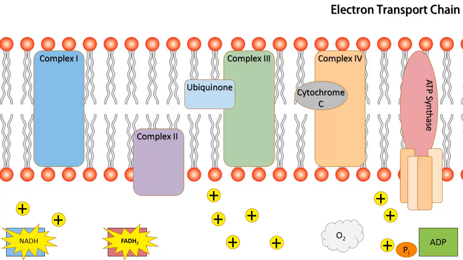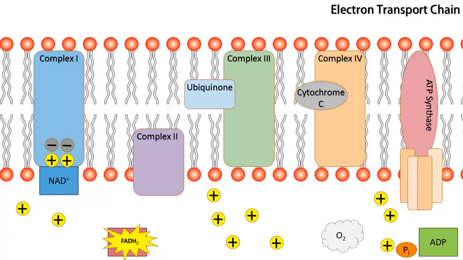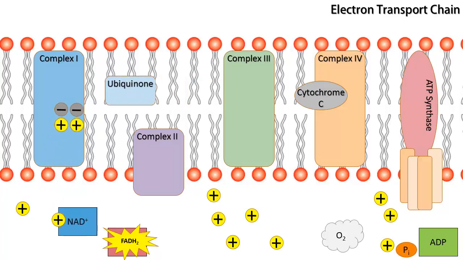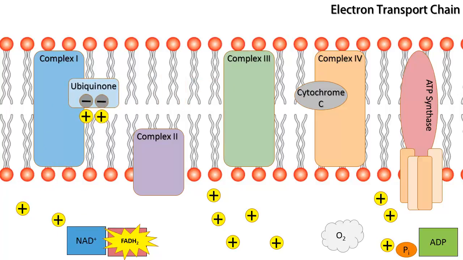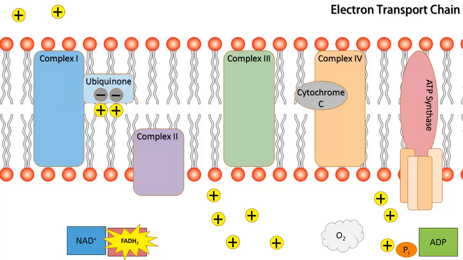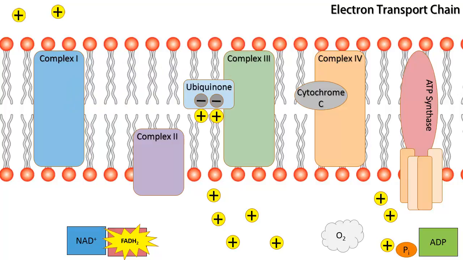A lot of protons, we see some oxygen, and we see some ADP. Now the first thing that will happen is NADH loses some hydrogens and some electrons and then becomes NAD+. Now when that happens, ubiquinone or coenzyme Q10 gathers these electrons and protons and brings them over to complex 3. And in the process of that, more protons are pumped through complex 1 into that intermembrane space on the top.